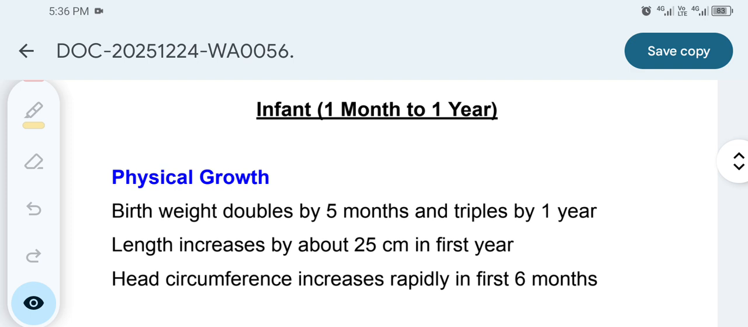And then the length increases by about 25 centimeters in the first year. The length, we're also talking about the height of the child. They should at least reach 25 centimeters in the first year. And the head circumference increases rapidly in the first 6 months. So within this period, the head circumference tends to increase.